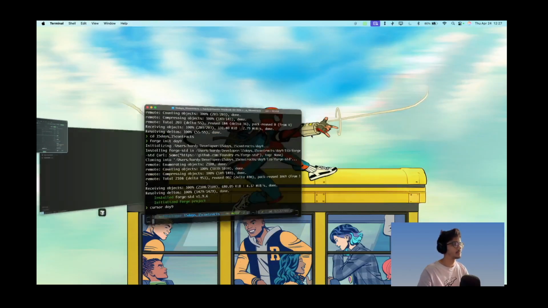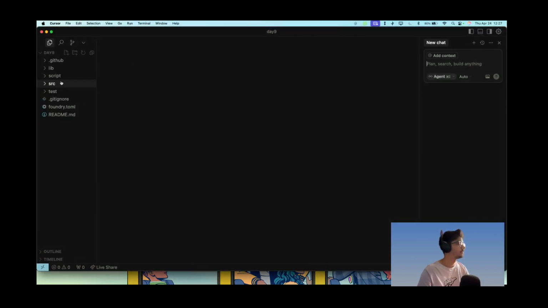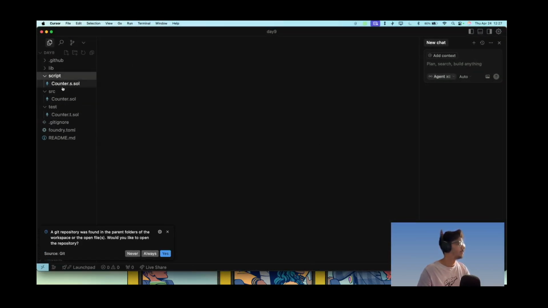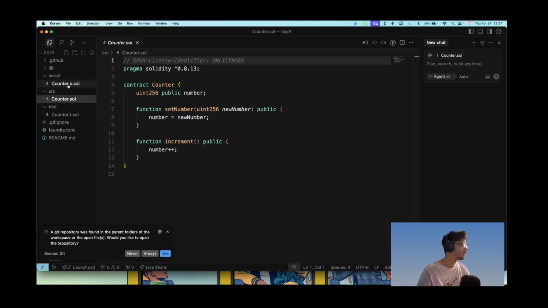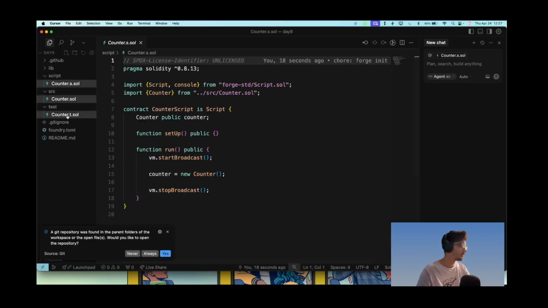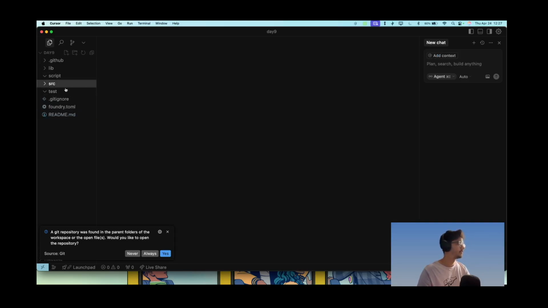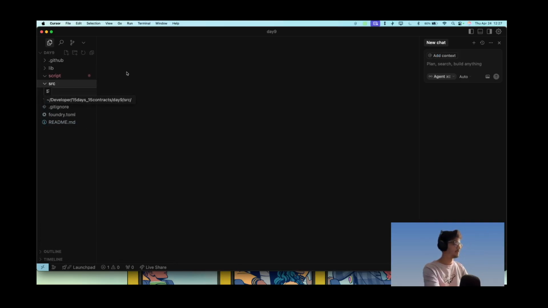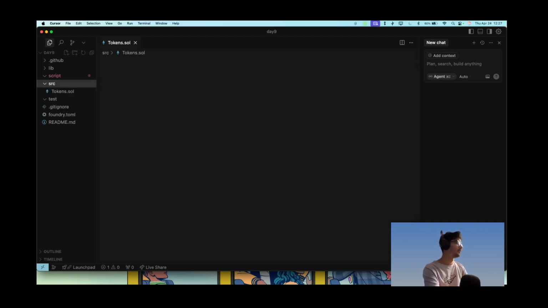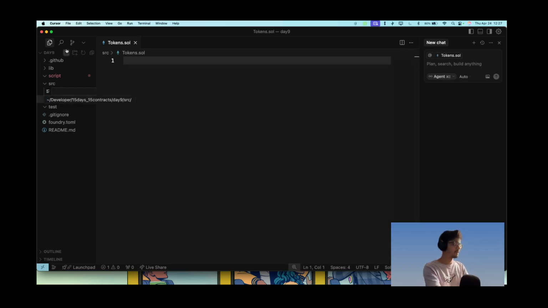Open it up. Yep, it opened up. Let's close this. Now we'll delete all these files. Okay, and let's delete these files. Let's open up, close it. Let's go for tokens.sol here, and then we'll have another file called pool.sol.